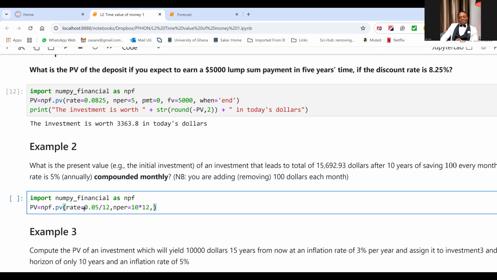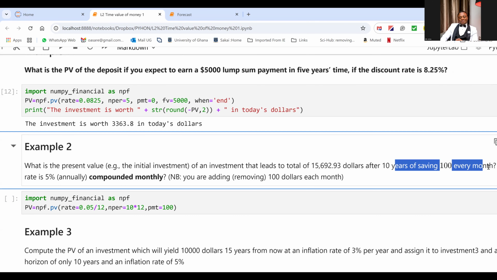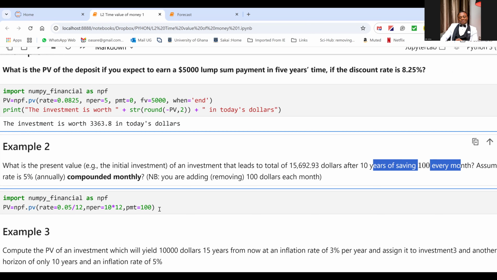Now, interestingly, for this very question, you were also told that you are putting in $100 every month, which is the payment, the PMT. So now you go to that PMT, and it's equal to 100 because that's what you're doing. Previously, PMT had always been 0 because there was nothing that you were paying every month. The PMT is the regular payment, the cash flow that you make every month. We are told we are saving $100 every month, so that's what you are supposed to capture here.